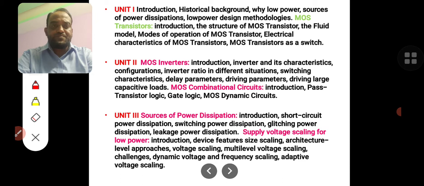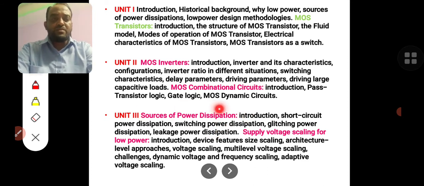Chapter 3 is sources of power dissipation. When you understand the MOS structure and its behavior in unit 1 and in unit 2, and the MOS designing the circuits using the MOS inverters and other combinations of the MOS circuit, you will come to know what are the sources of power dissipation.